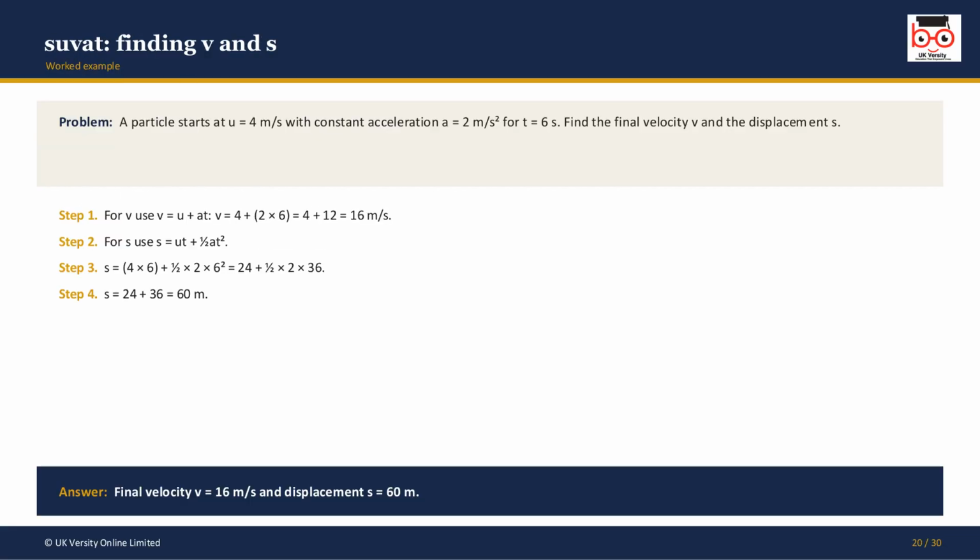Let's find 2 unknowns at once. A particle starts at 4 meters per second with a constant acceleration of 2 meters per second squared for 6 seconds. For the final velocity, we use V equals U plus AT, so 4 plus 2 times 6, which is 4 plus 12, giving 16 meters per second. For the displacement, we use S equals UT plus a half A T squared. That's 4 times 6 plus a half times 2 times 6 squared, so 24 plus 36, which comes to 60 meters.